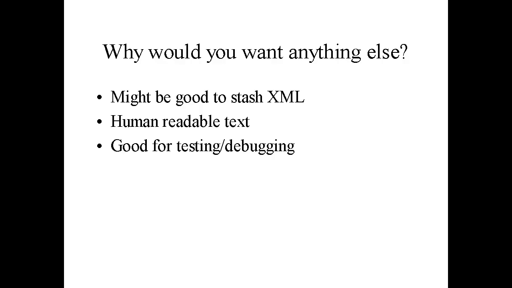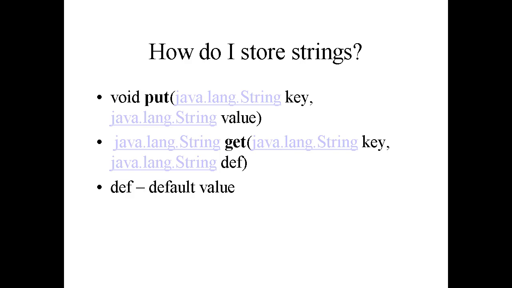For storing XML, it's perfectly reasonable as long as it's modestly sized. Very large XML objects will not write successfully. So to store a string, just call put on the preferences and give it a key and a value. And then if you want to get back your string, just call get, and you can give it a default, and the default value will come in if it can't find the element associated with the key.